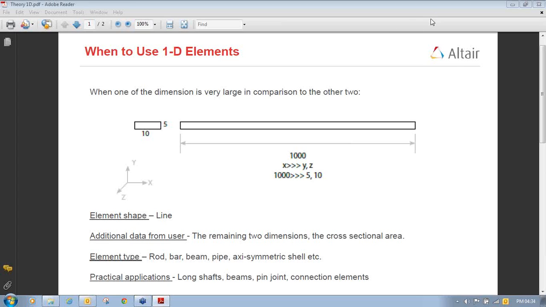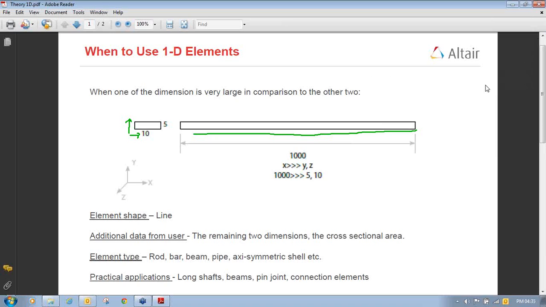As you can see in this example, the length of the shaft is around 1000 mm, and the other two dimensions, that is the cross sectional area, is 5 and 10 mm, which is very small as compared to its length. So when one dimension is very large as compared to the other two, you can use 1D elements. Now the element shape which is used in 1D element is line.